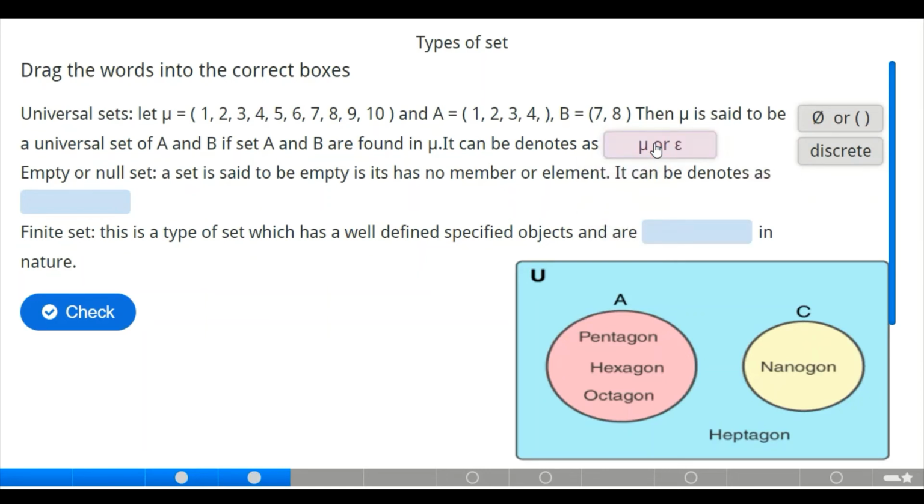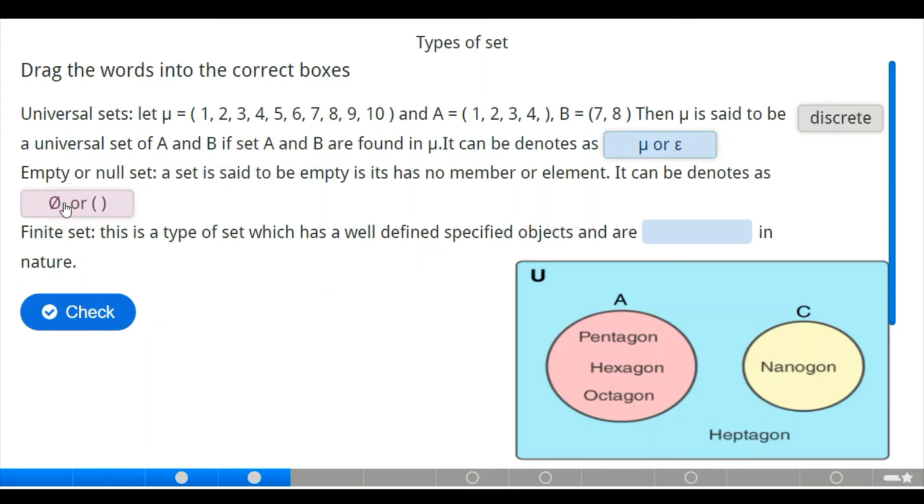Now for empty sets, you can call it an empty set or a null set. A set is said to be empty if it has no member or no element. So if you have a set that contains no member or element, then we refer to that type of set as an empty set or a null set, and we can denote it as phi or an open and closed bracket.